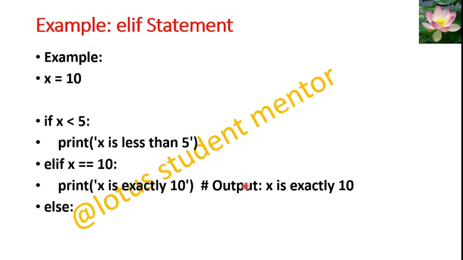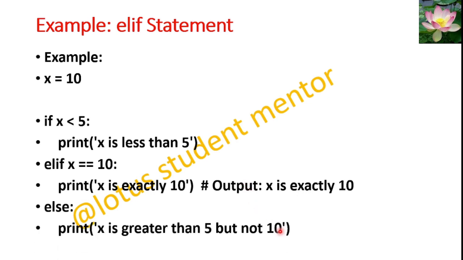Else. Now what is the else? If x is greater than 5 but not 10, print "x is greater than 5 but not 10." That is false here, so it won't be printed. Only if the earlier conditions are false will it be. The output will be "x is exactly 10" printed.